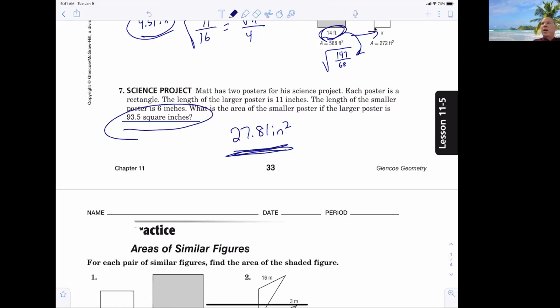Does anybody need me to do that problem? Who said yes? All right, so first thing, 11 divided by 6. And then hit the square button. That's the ratio of the areas now. You agree with that? That's a good mistake.